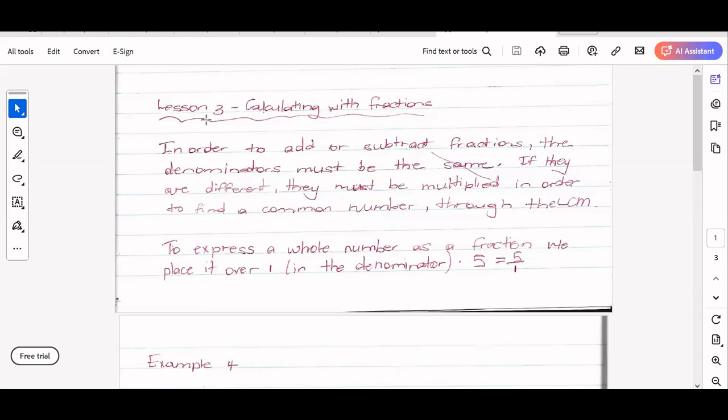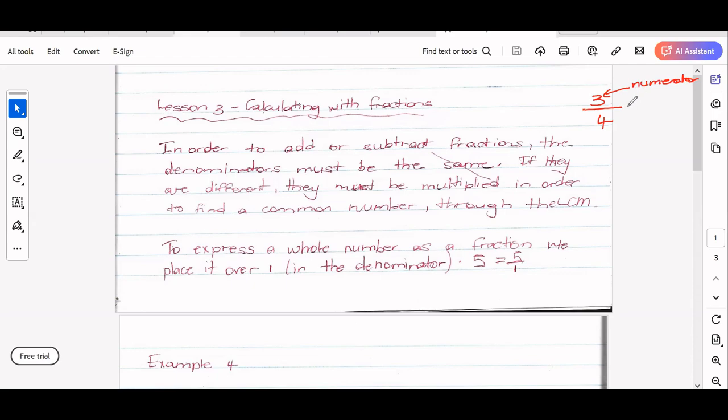Now, looking at addition and subtraction, which is different from multiplication and division of fractions. In order to add or subtract fractions, the denominators must be the same. The denominators must be the same. And hopefully, you are well acquainted with the different parts of the fraction. If not, a fraction is like this. For example, 3/4 is 3/4. The top number is called the numerator.